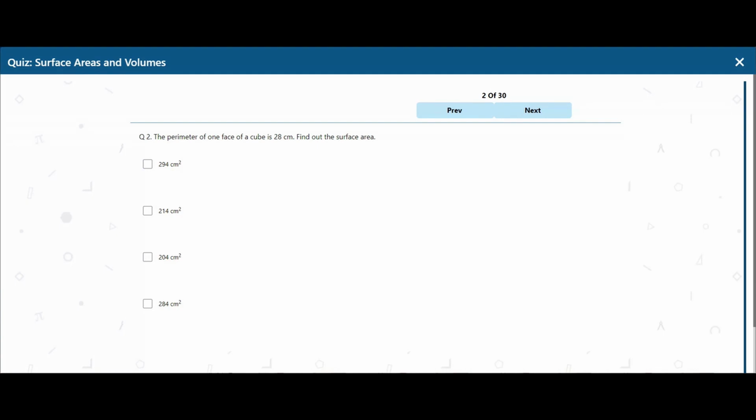Perimeter is given. What is the side, Akash? Divide 28 by 4. 7, ma'am. Surface area 6a squared. A is 7. Option A, ma'am.